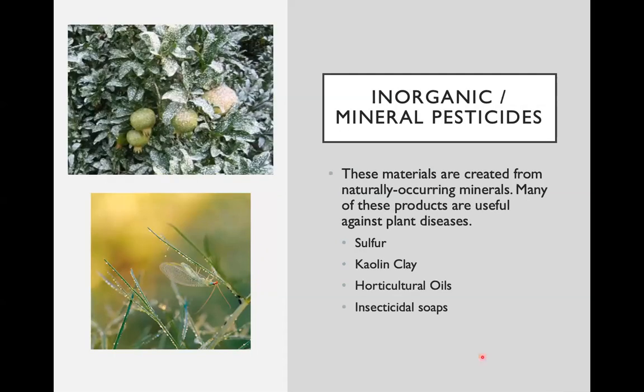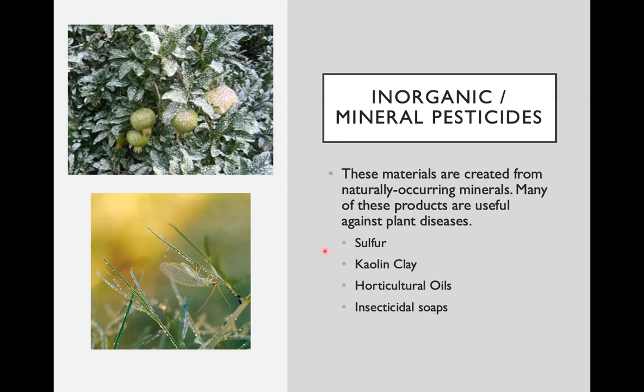And then lastly, just wanted to briefly mention some inorganic pesticides that are actually approved for organic production as well. And these are going to be materials that are created from naturally occurring minerals. Many of these products are very useful against pests, many diseases as well. Sulfur, the first one here, is one of the oldest pesticides in the world. It has a pretty broad mode of action. It's effective against scale insects, spider mites, thrips, but you have to be careful not to overuse it because it can actually burn your plants, especially on a hot day.